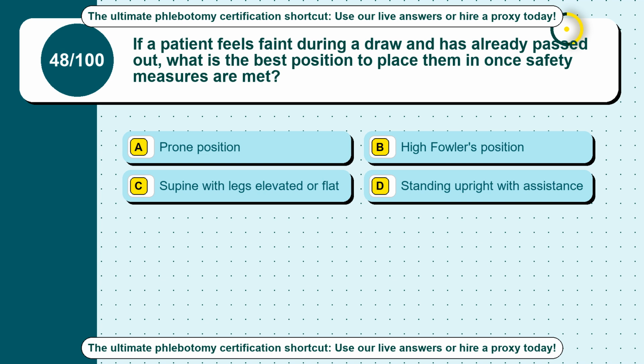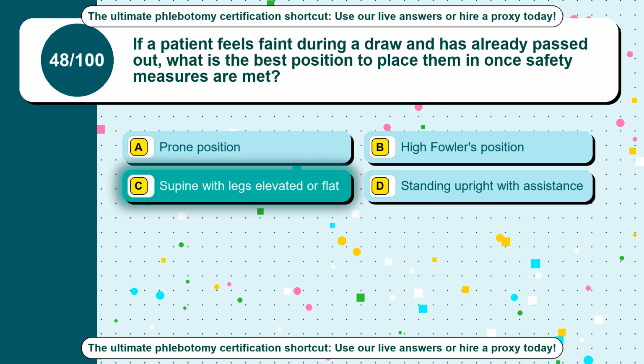Option A. Prone position. Option B. High Fowler's position. Option C. Supine with legs elevated or flat. Option D. Standing upright with assistance. The correct answer is option C. Supine with legs elevated or flat.